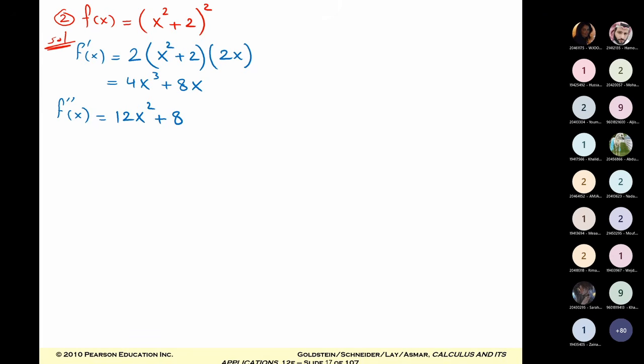Okay. Now this equals 0. So we have 12x squared equals negative 8. What's the solution? Give me the solution of 12x squared equals negative 8.